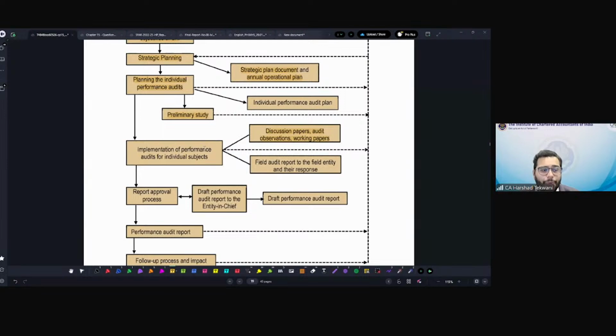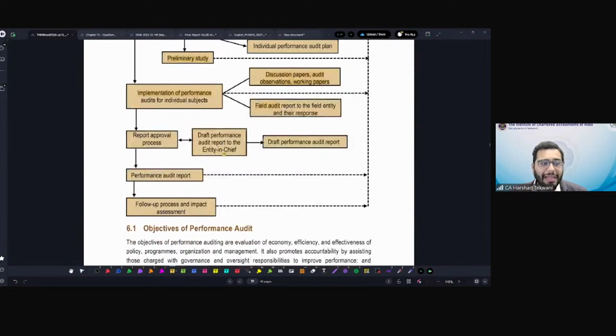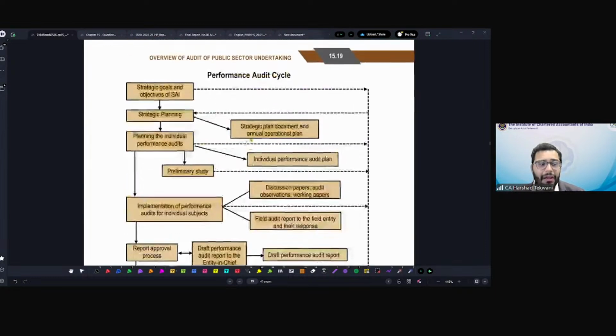You implement the program performance audit by performing the field work. You go to the field, you take the evidence, you record their response. Remember, we have the questionnaires, entry conference, exit conference kind of things. And you then prepare the draft report. Then you issue the final report after discussion of the draft report. That is a performance audit. Similar to what we understood over here.